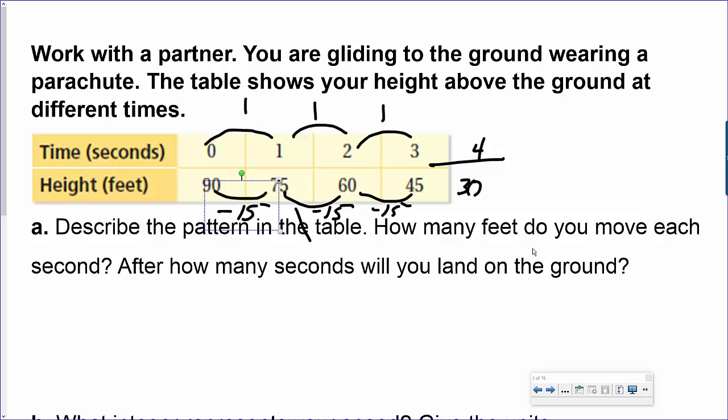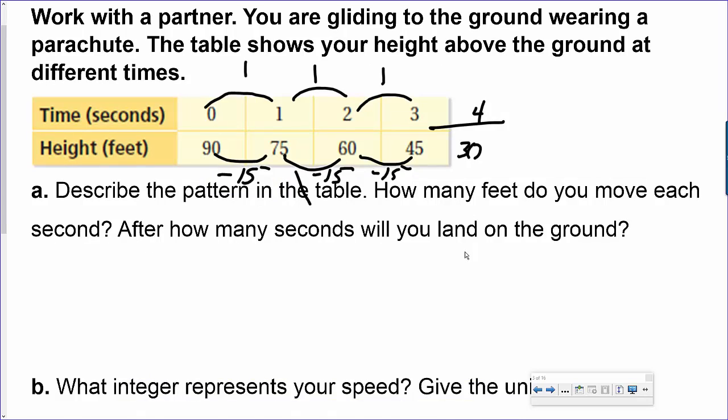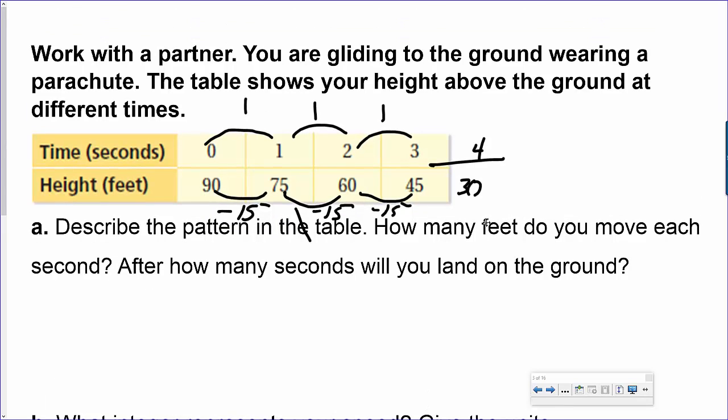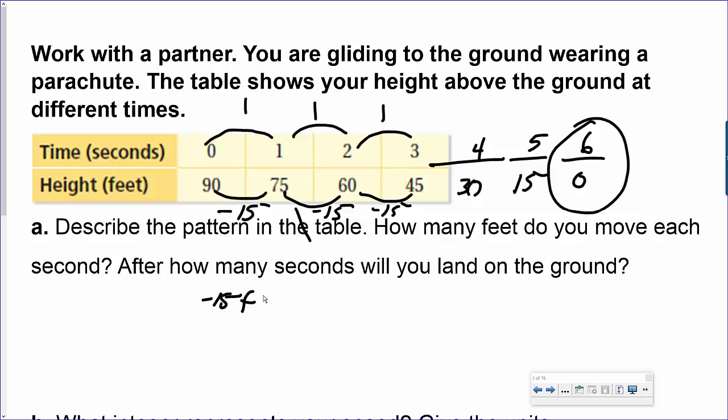It asks, how many feet do you move each second? I'm going down 15 feet. And when will I land on the ground? Let's keep going here. 5 seconds is 15, and then 6 seconds is 0. So I land on the ground at 6 seconds. I move negative 15 feet every second, and it'll take me exactly 6 seconds to land.